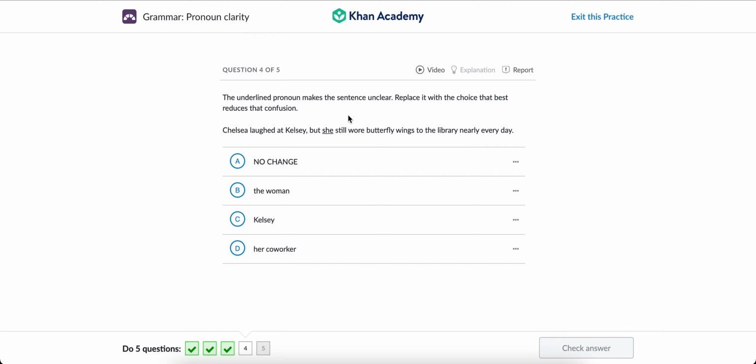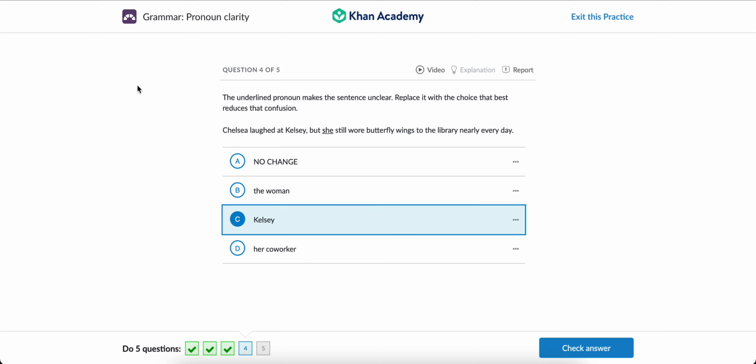Number 4. Chelsea laughed at Kelsey, but she still wore butterfly wings to the library nearly every day. So obviously we know there's a pattern here. This is pronoun clarity. It's going to be Kelsey because who is she? It could be either Chelsea or Kelsey. It would make the sentence correct. The women, her coworker, and no change have the same type of tone of ambiguity. So C is obviously correct.